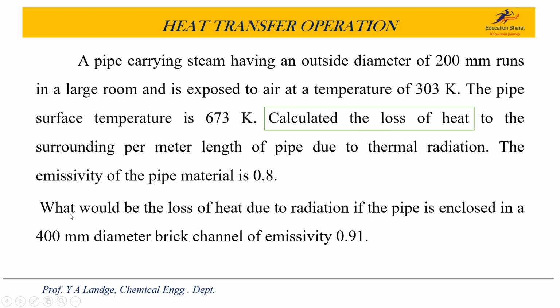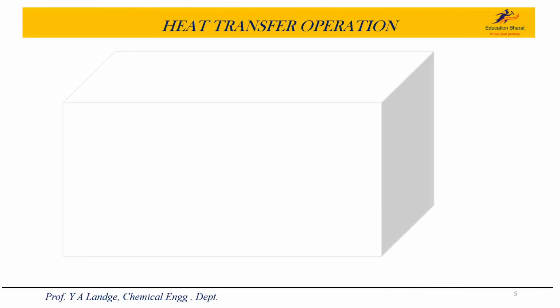And the second thing, what would be the loss of heat due to the radiation when the pipe is enclosed in the brick channel? What would be the heat losses then? So with the help of the diagram, we will see how these things behave. Let's consider this is a room. In this room, there is a cylindrical pipe through which the steam is flowing.